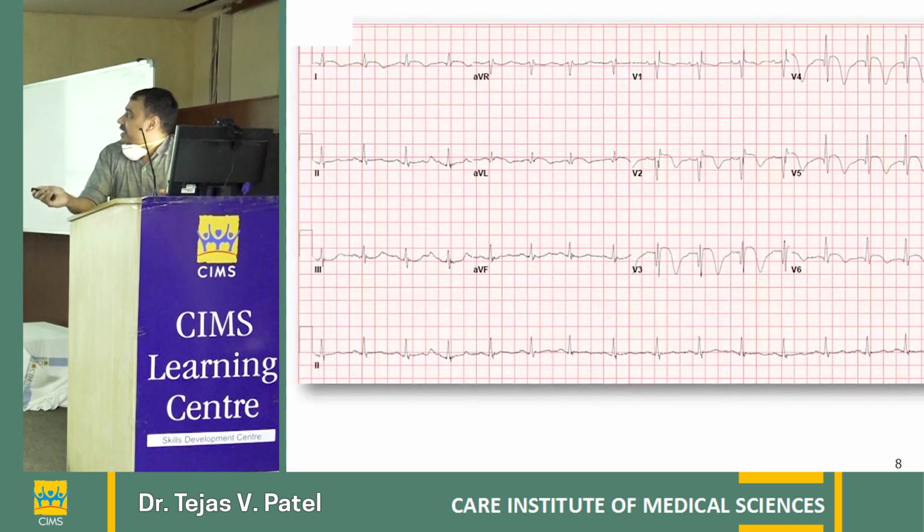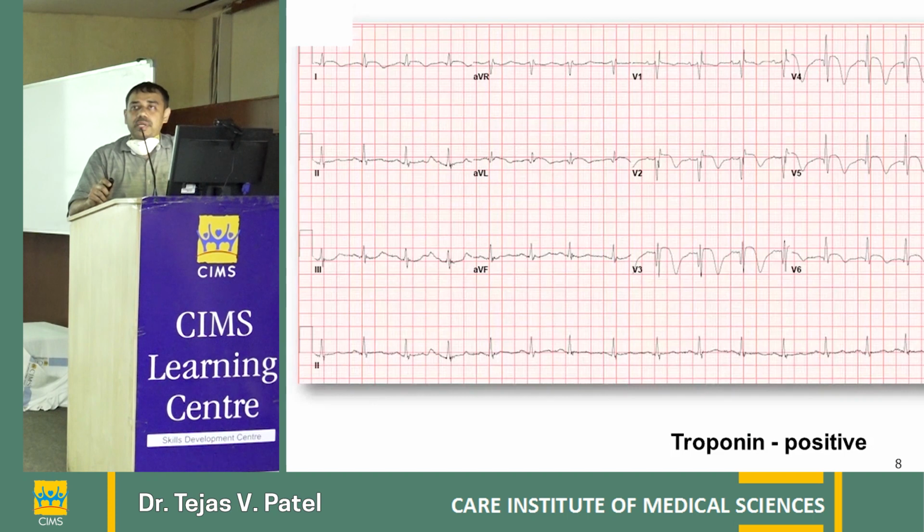Okay, so you can see grossly there are T inversions and some ST elevation in multiple leads, and there is even a deep Q wave in the septal leads. So it is grossly abnormal, right? And with this kind of risk profile, we definitely need to rule out acute coronary syndrome. That is very, very important. And troponin was sent, which was positive, along with the pneumonia.